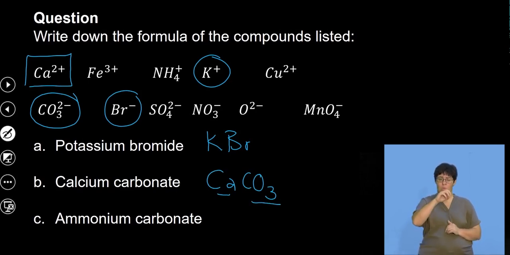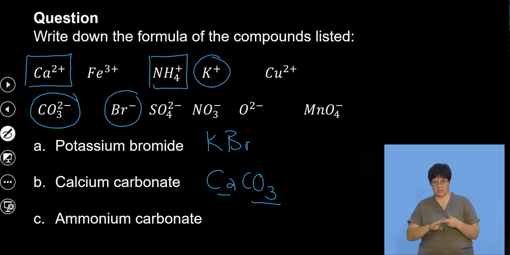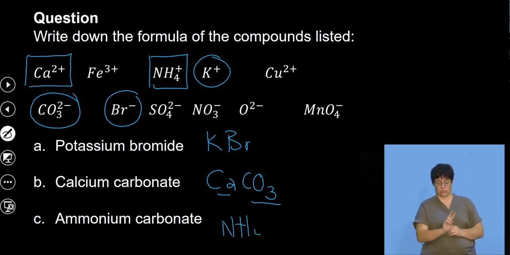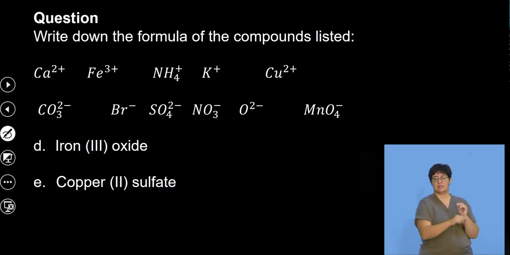And then ammonium carbonate, the ammonium ion, there it is. That's our ammonium ion. And then the carbonate is 2-. For every carbonate, we must have 2 of these so that it cancels out. So at the end of the day, we'll start with the positive one, which is NH4. We need 2 of those, and then CO3. So that's our ammonium carbonate. Hope that makes sense.